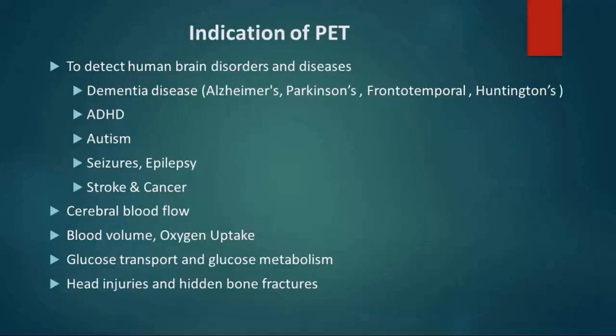And certain brain disorders that PET can be prescribed for are dementia diseases, Alzheimer's, Parkinson's, frontotemporal, and Huntington's diseases. Also ADHD, autism, seizures or epilepsy, stroke and cancer, cerebral blood flow, blood volume, oxygen uptake, glucose transport and glucose metabolism, head injuries, and hidden bone fractures in the human brain.